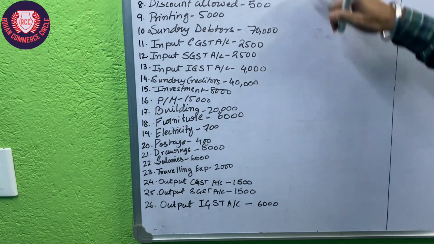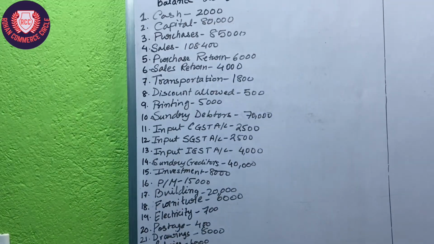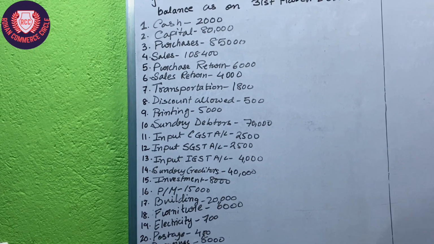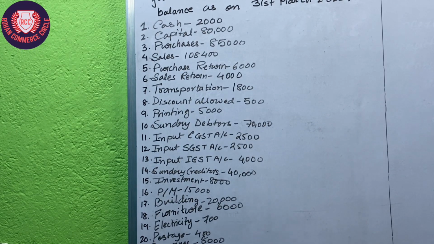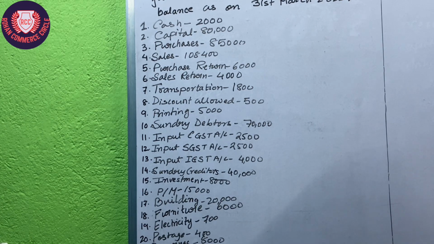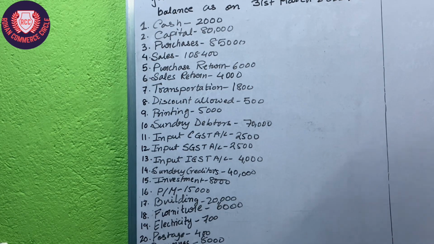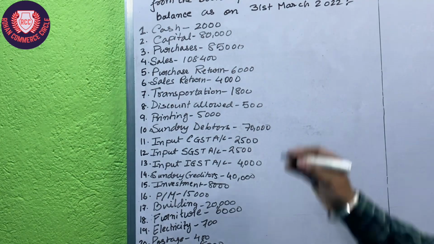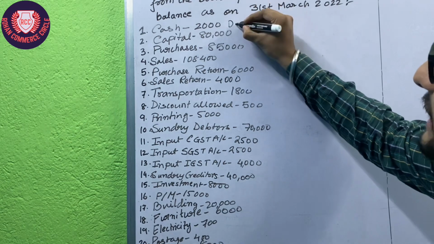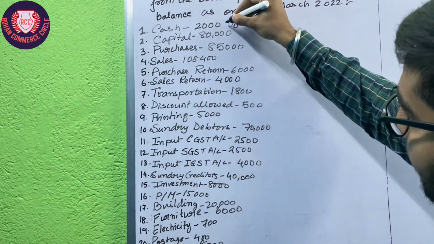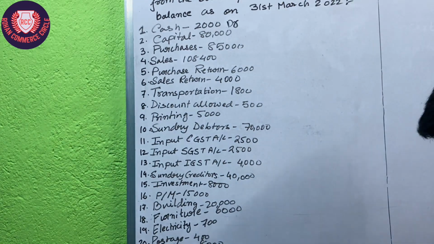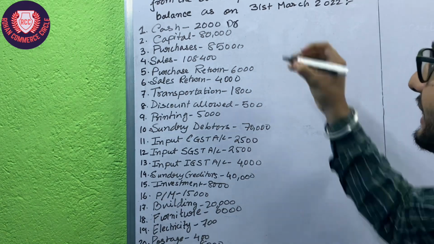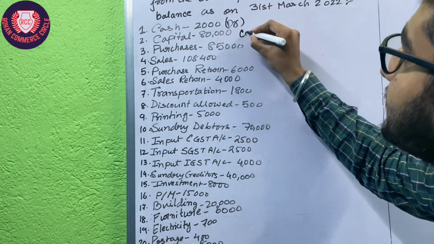Now, first of all, I will be telling you all the debit and credit balances. Which one will be debit and which one will be credit. Then we will be posting it into the trial balance. So now cash. Cash is an asset. So cash has debit balance. Okay, students. Next is capital. Capital is basically a liability. So it has credit balance.